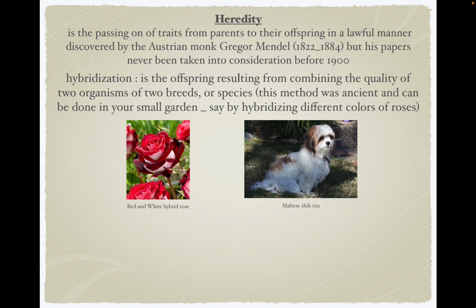Hybridization is the offspring resulting from combining the traits of two organisms of two breeds or species. This method is actually ancient and can be done in your backyard or your small garden, like hybridizing roses of different colors, or hybridizing dogs, like here a Maltese and a Shih Tzu. Gregor Mendel proposed something he called alleles, which are genes of a particular trait, where each individual offspring has two alleles of genes for each trait, one from his father and one from his mother, and the phenotype, the show-off results, are according to these alleles, either dominant or recessive, etc.